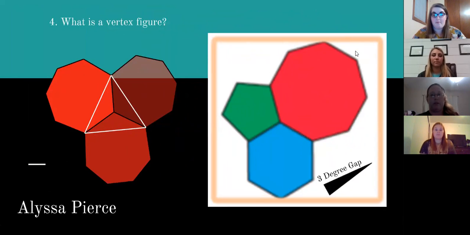So in our homework, Myra had an issue and she thought that this was 360 degrees, but as you just explained, it was 363 degrees. So by adding that 3-degree gap, she would have a vertex figure, but without it, her figure was absolutely not a vertex figure. And so that's what that is.